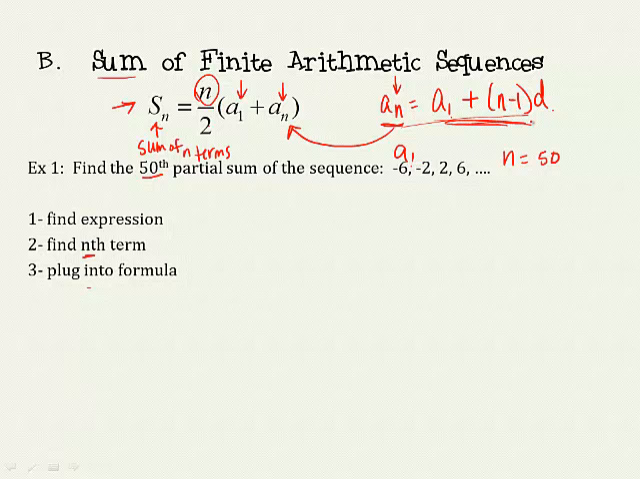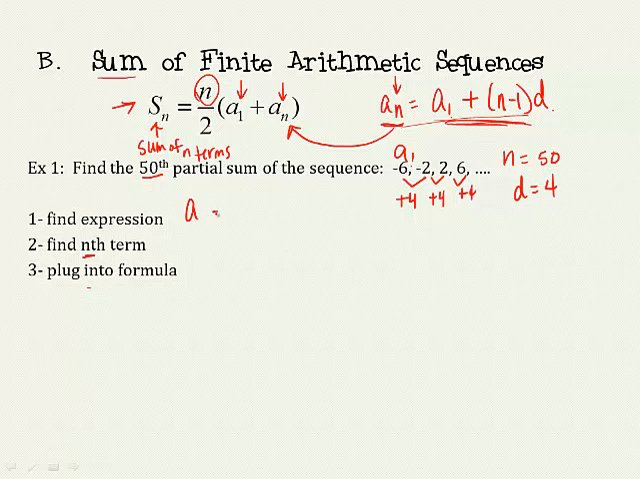So a sub 1 is negative 6. Well, what is d? I look between the terms. Negative 6 to negative 2: what's happening? I'm adding 4. From negative 2 to positive 2, I'm adding 4. And here I'm adding 4. You should see a pattern. This tells me that d is 4.